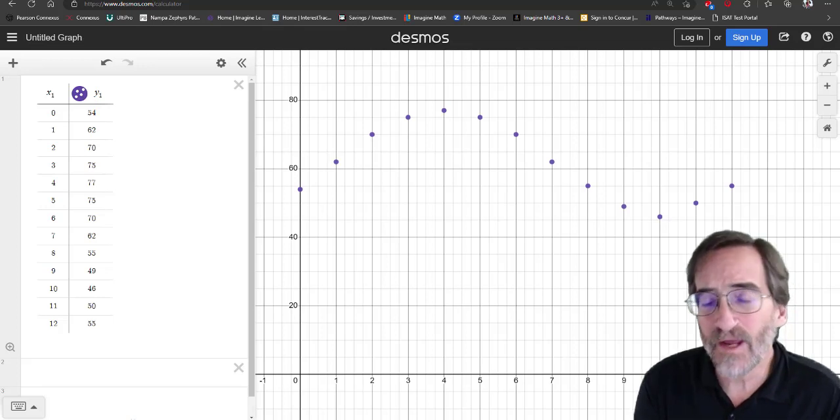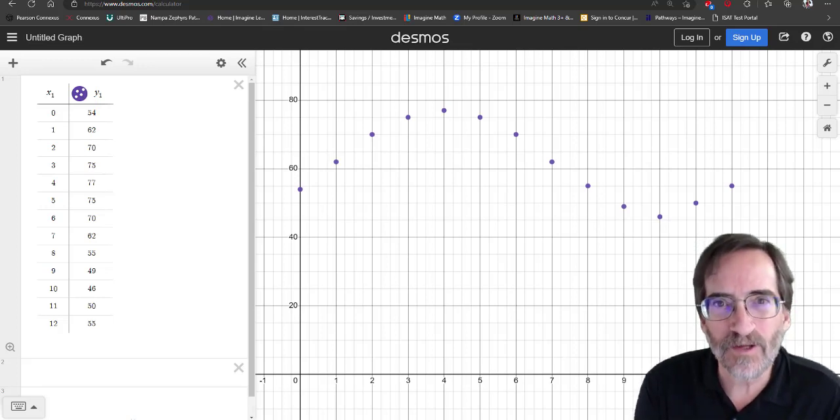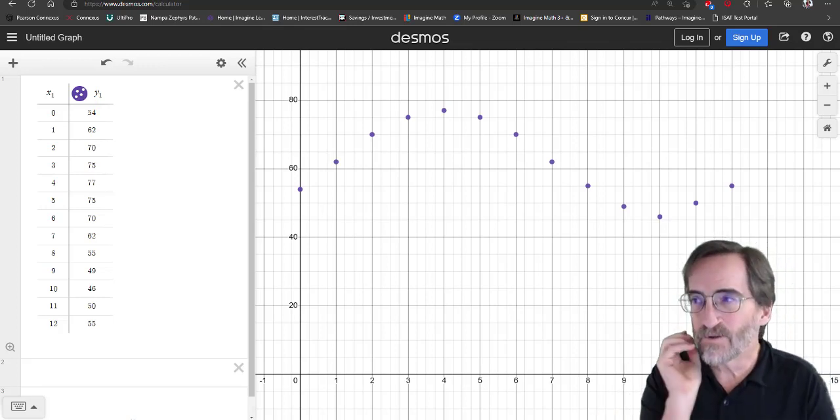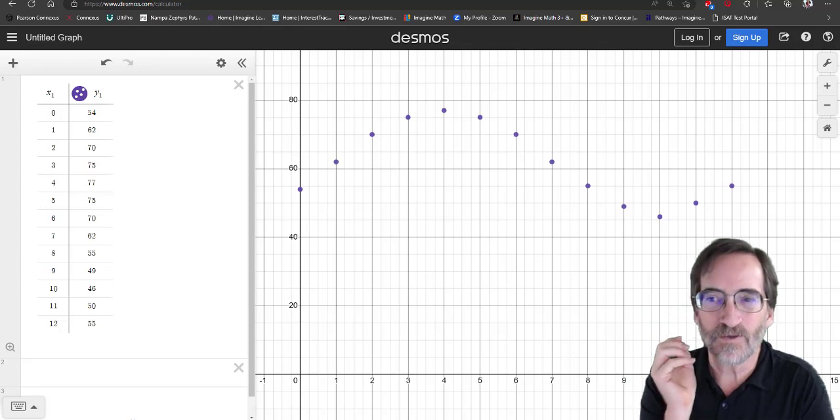Now, in fact, it may not be sinusoidal. It might be something else, and there is something worth considering there. Anytime you think a model might fit, it's important to consider how well the model fits, but also consider what each of the variables in the model represent. Now, in this particular case, I'm going to go with a sinusoidal fit.